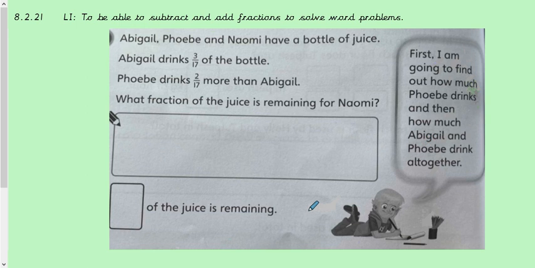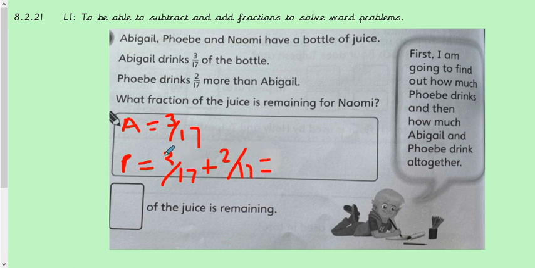So it says, first I'm going to find out how much Phoebe drinks, and then how much Abigail, and then how much Abigail and Phoebe drink together. So if we know that Abigail drinks 3/17, I'll just do an A. So she drinks 3/17. We know that Phoebe drinks 2/17 more than Abigail. So Phoebe drinks 2/17 more. So all we're going to do is add them together, because if she drank 2/17 more, and you add it on, then that'll be how much she's drank. So 3, keep the denominator the same, which is 17, and then 3 add 2 is 5. So Phoebe has drank 5/17.